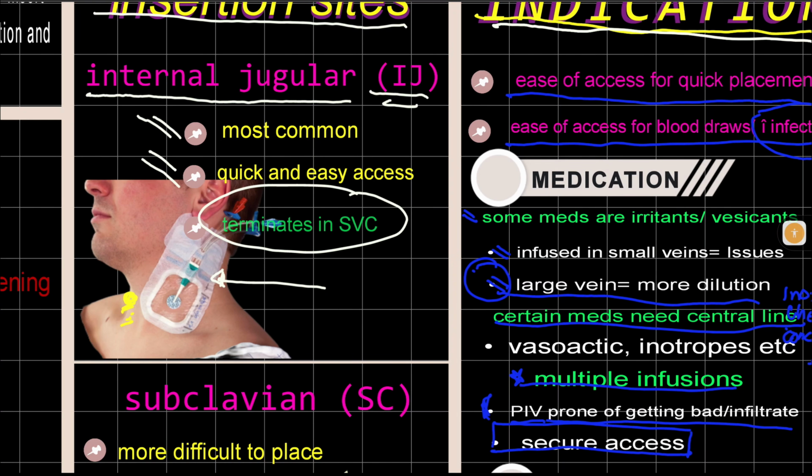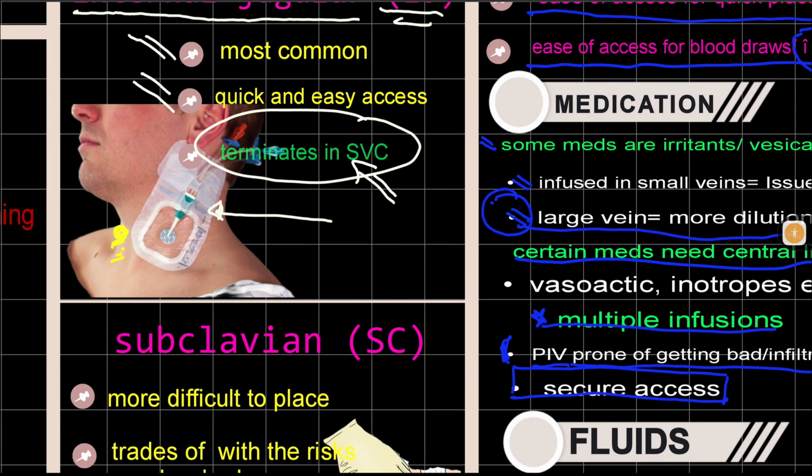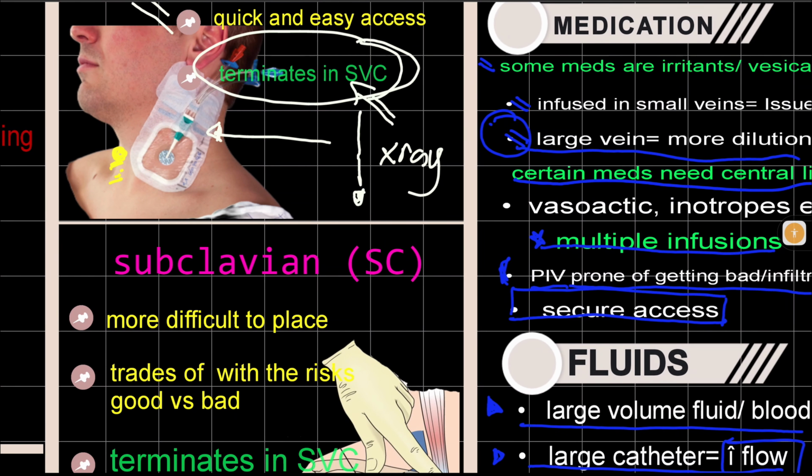Now this IJ, your internal jugular line, terminates where? In your SVC, which is what? Your superior vena cava. Okay? Meaning, yung dulo niya ng tip na to, once na na-insert, kailangan nandun siya sa SVC. And this is normally confirmed through X-ray. Okay? Kailangan may X-ray, confirmatory X-ray post-insertion. Alright? Kung nasa SVC ba siya.